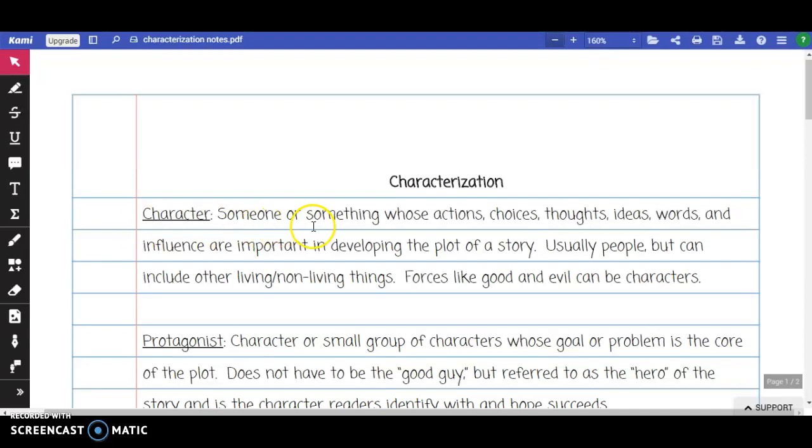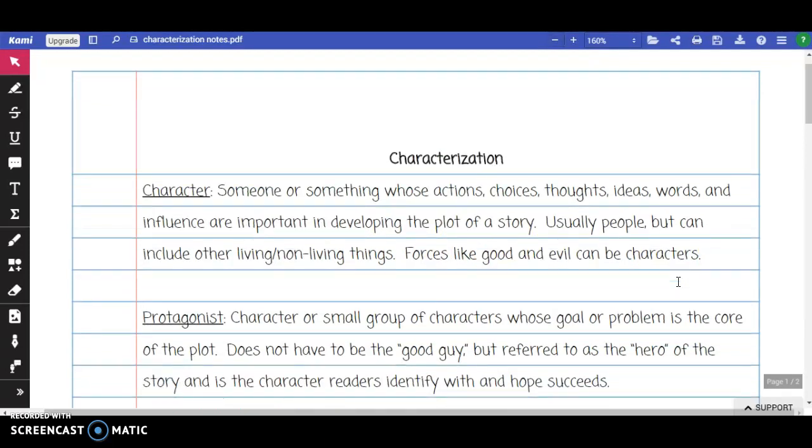A character is someone or something whose actions, choices, thoughts, ideas, words, and influence are important in the developing plot of a story. Usually, characters are people, but they can include other living or non-living things. Forces, like good and evil, can be characters.